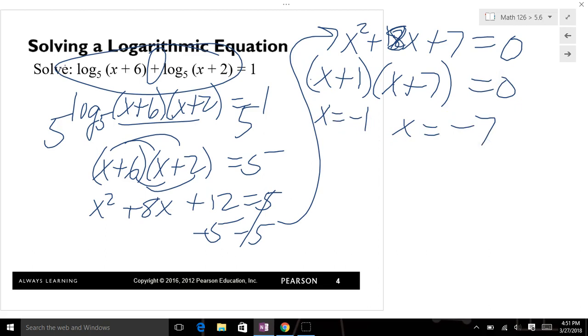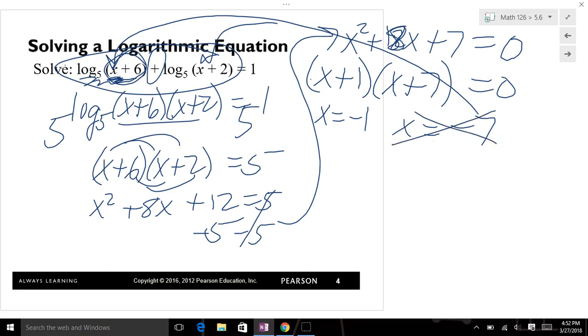Plug the negative 7 in. Let's test that. Well, I plug it in right there and right here. And I have log base 5 of negative 7 plus 6. Well, negative 7 plus 6 is negative 1. I cannot take a log base 5 of a negative number right there. So that's automatically out.